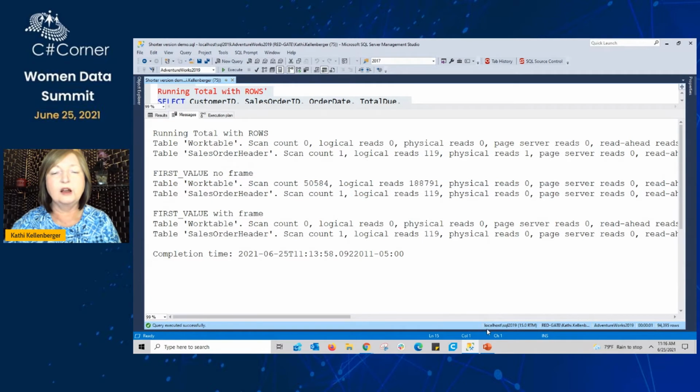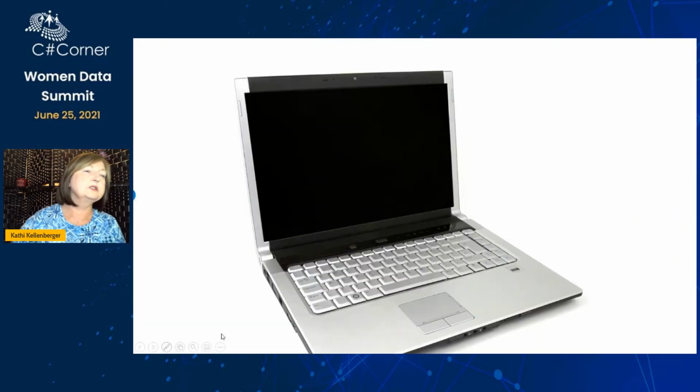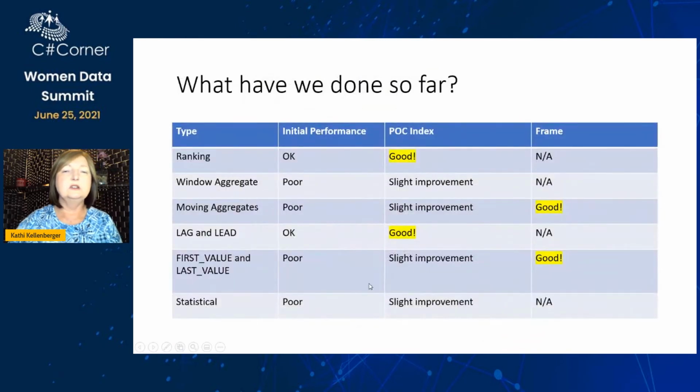So let's go back and take a look and see where we are in this. So far, what we've done is we've added the POC index and we've added a frame. Now, the frame has helped us with the moving aggregates, and it's helped us with first value and last value. It's not supported in the others. I'm kind of glad it's not, because I just do not like typing that thing out.